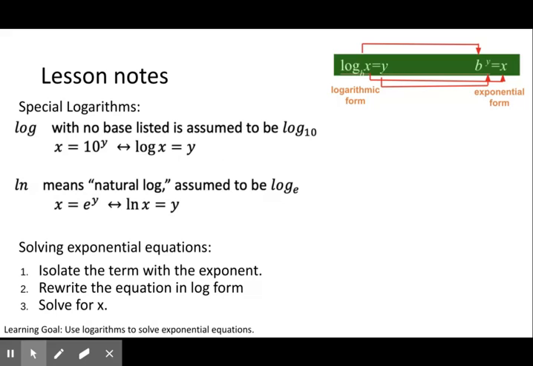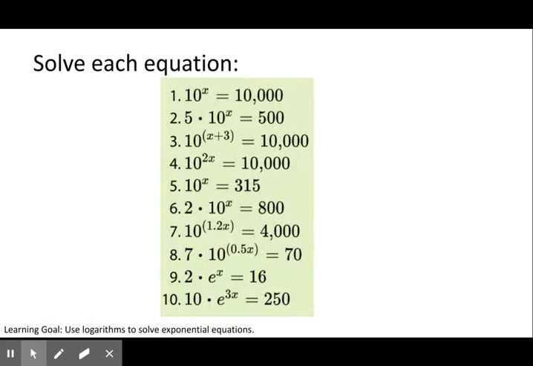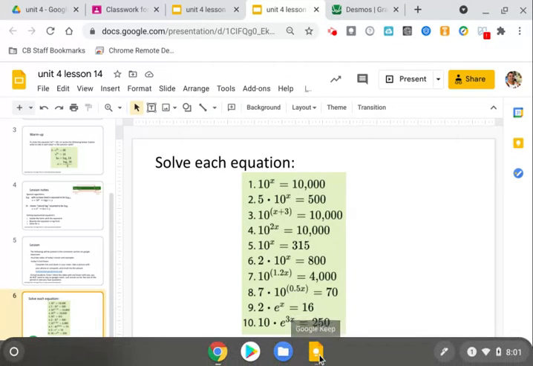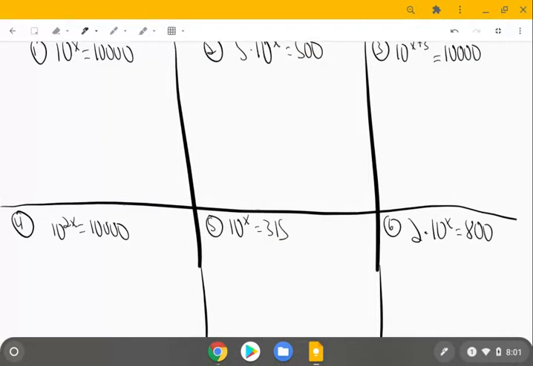The other thing we're doing today is at the bottom here, we're solving exponential equations. In other words, we're solving equations where our variable is an exponent. And the way we're going to do this is, as it says right here, we're going to isolate the term with the exponent, rewrite the equation in log form, and then solve for x like we normally do. I have literally 10 different examples of some types of equations that you'll see on this subject. So let's hit the ground running and start going through these equations.